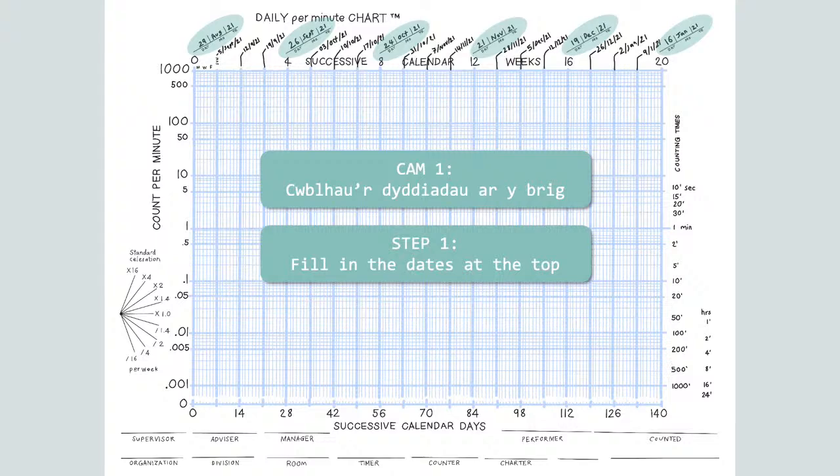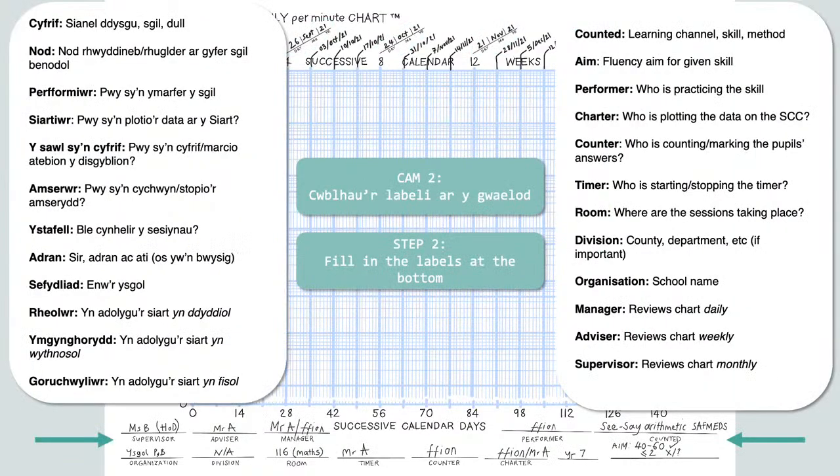There are spaces denoted on the chart to label every fourth Sunday. As a personal preference, I like to label all of the Sundays in between too. You'll then want to fill out the labels at the bottom of the chart in line with the descriptions on screen. There should be enough detail here for anyone to pick up the chart and know everything that they need to know about whose data they're looking at, what skill the pupil is practicing, and who is monitoring their progress. Remember, one chart is used for one pupil only.